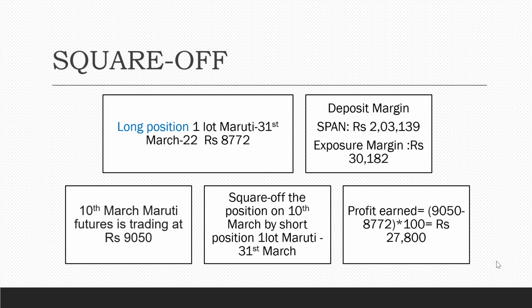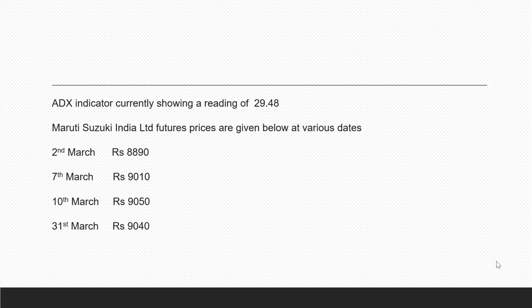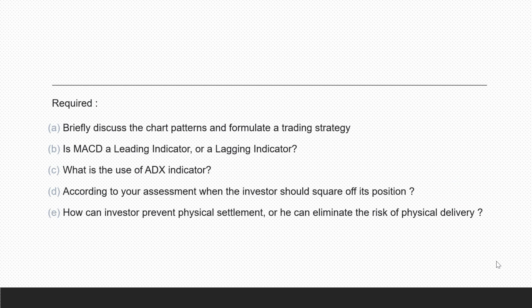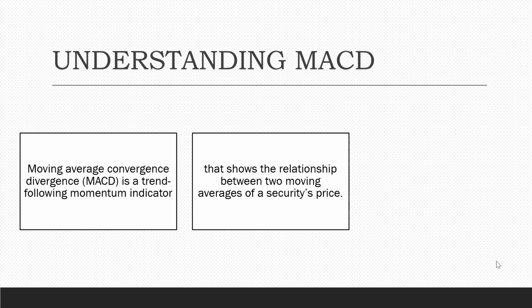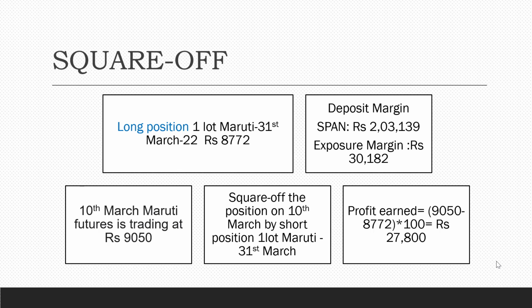Now, if you go back to the question again, read the third part. What is the use of ADX indicator? We have already read that. Go to the D point. According to your assessment, when should the investor square off the position? So let's look at this. Read this.